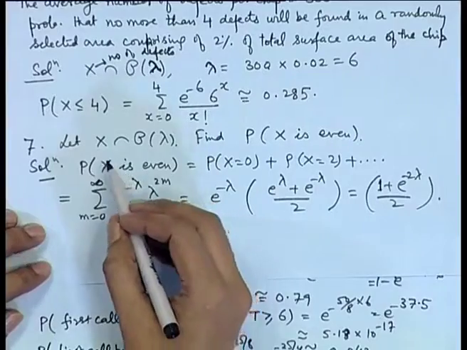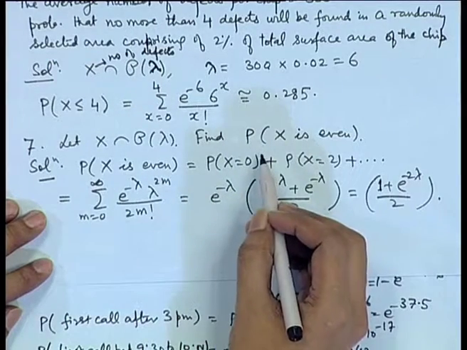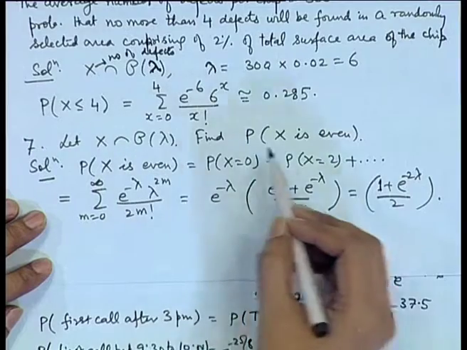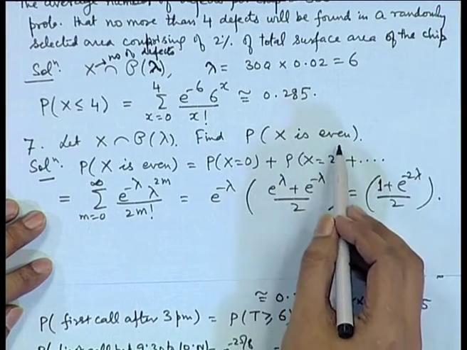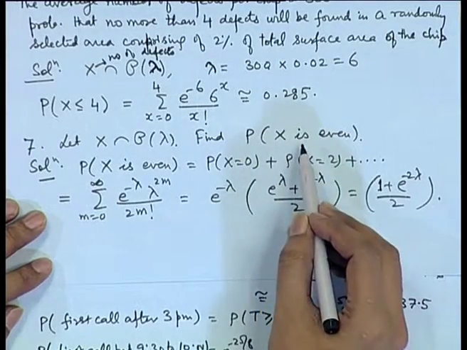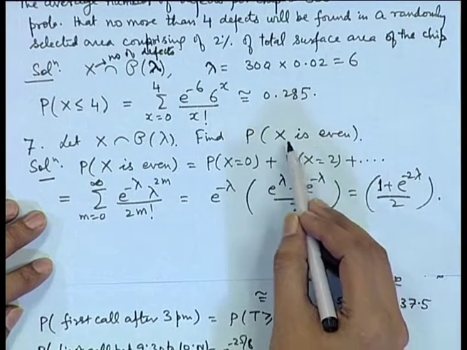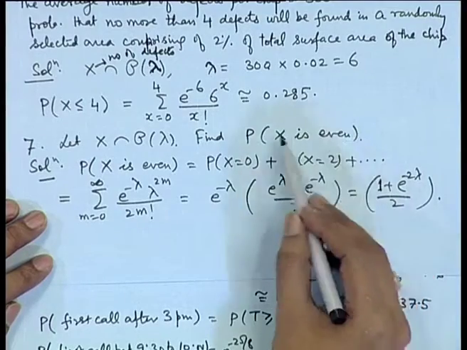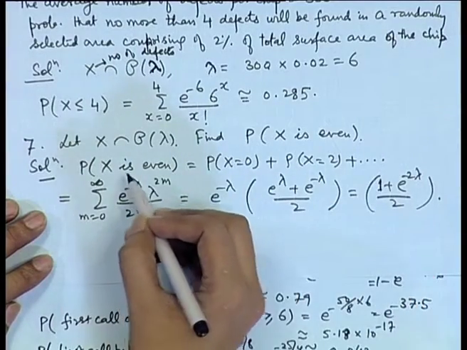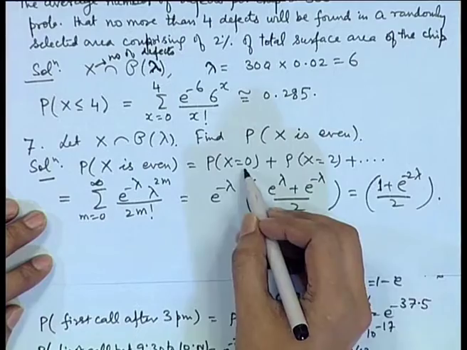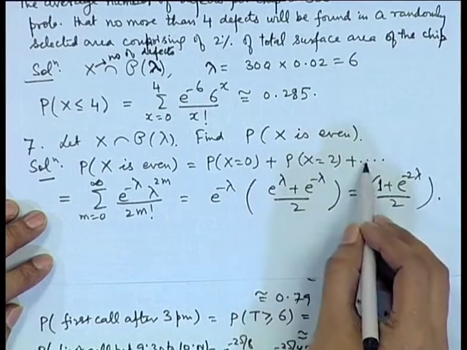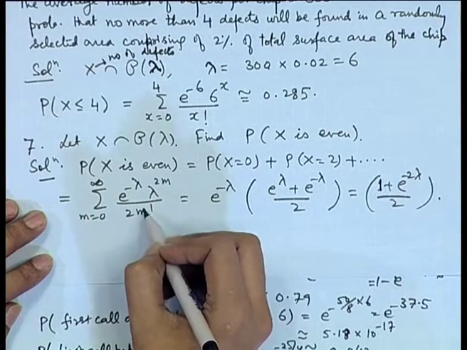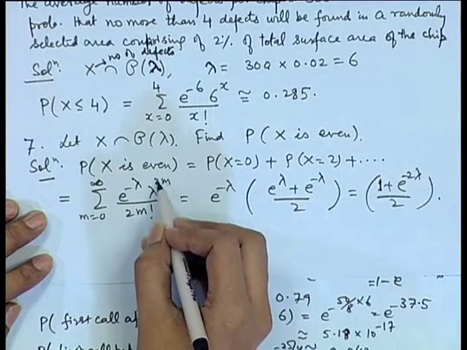Let us look at one more application of the Poisson distribution. Suppose x is a Poisson lambda distribution. What is the probability that x is an even number? As we know, in the Poisson distribution, x can take values 0, 1, 2, 3 and so on, that means any non-negative integer value. So, the probability that x is even is probability x equal to 0, probability x equal to 2, etc. That means e to the power minus lambda, lambda to the power j by j factorial, where j is of the form 2m.